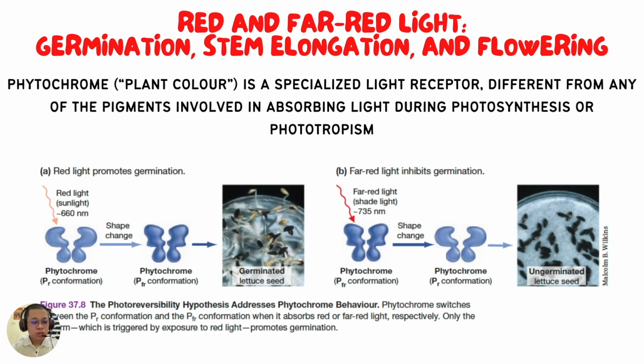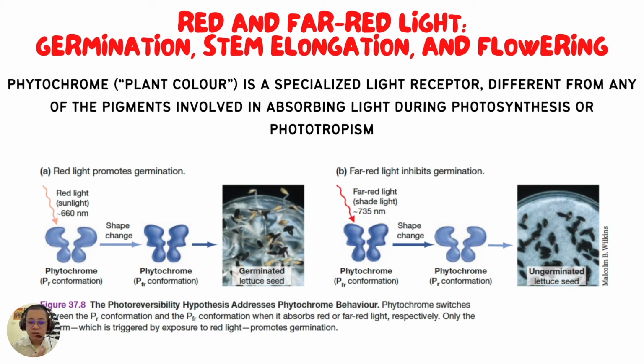So you have this phytochrome. It is a plant pigment, a special light receptor, different from any of the pigments involved in absorbing light during photosynthesis or phototropism. Now I have two illustrations here, two different visual presentations that explain the behavior of red light and far red light. The red light promotes germination. The red light causes the phytochrome to change its shape, causing the germination of lettuce seeds.